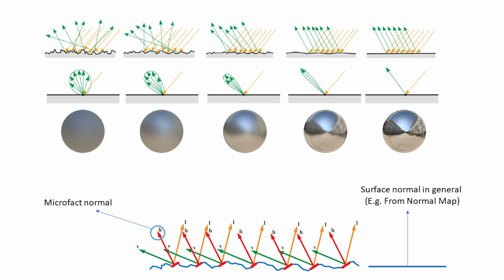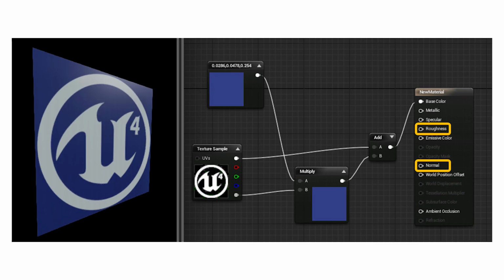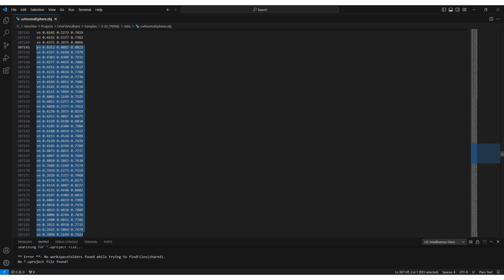The parameter that determines the distribution of the normals of the microfacets is called roughness, and the normal map, or the normal plus tangent data in the model, is used to specify the larger surface normal.